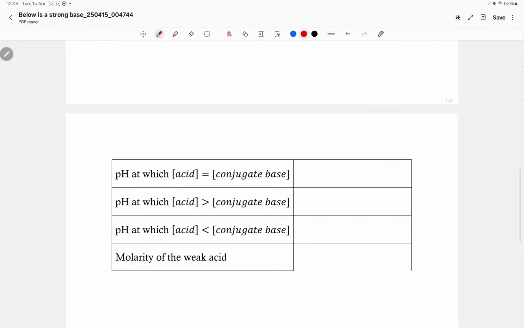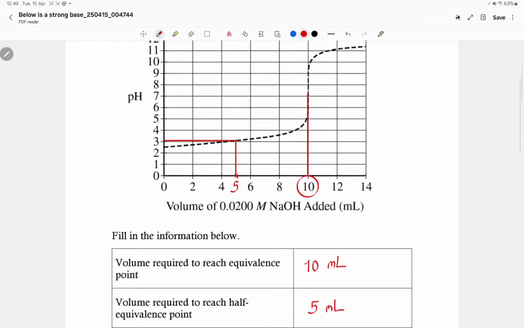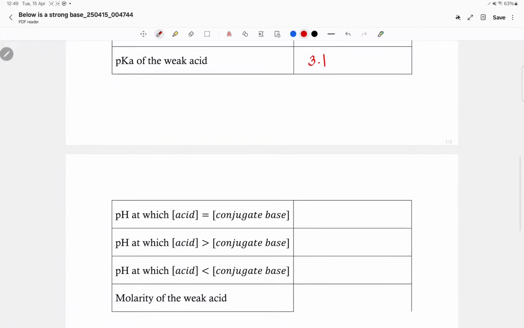The pH at which the acid concentration is equal to the conjugate base concentration. That would be at the half equivalence point. So here at the half equivalence point, the concentration of the acid is equal to the concentration of the conjugate base, which we said was 3.1.